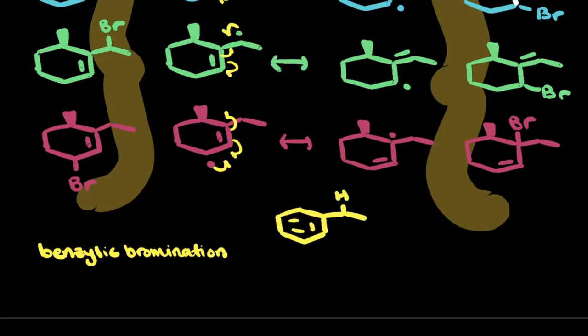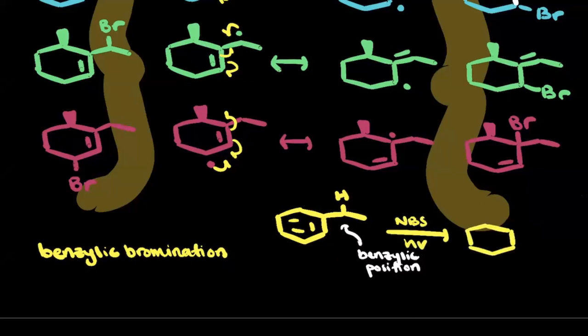So when I'm doing benzylic bromination, what I want to do is take a hydrogen that is on the benzylic position and replace it, through a radical intermediate, with a bromide. This position right here, immediately alpha to the benzene ring, is called the benzylic position. This reaction is not possible if you do not have any protons in the benzylic position. So you can use NBS and UV light to replace that proton with a bromide.